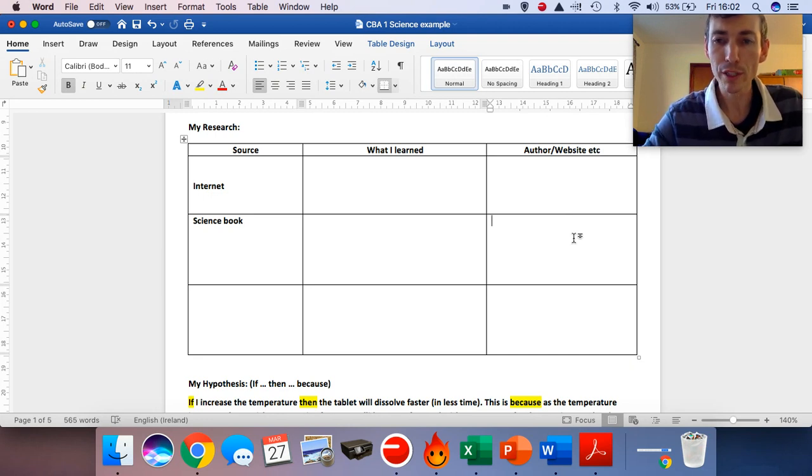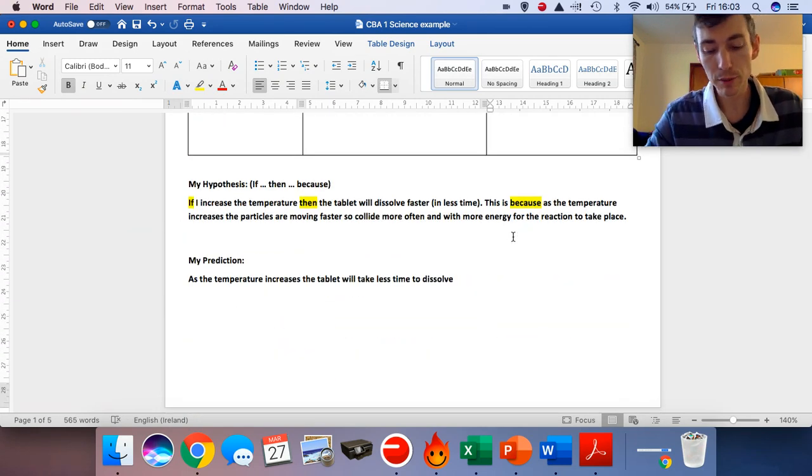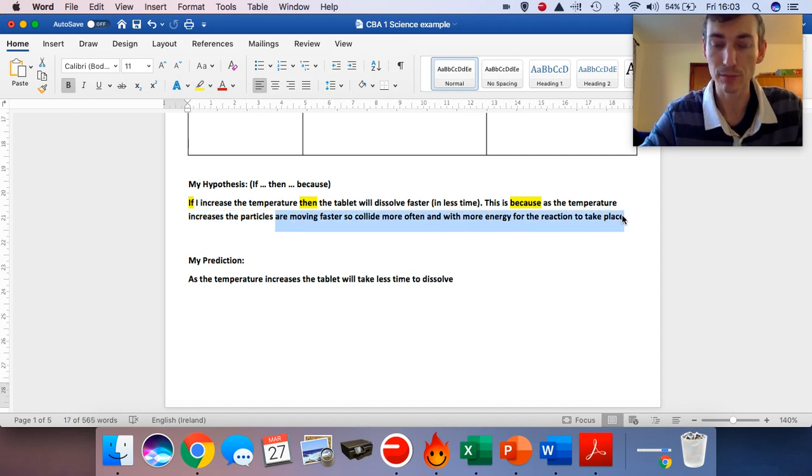Okay, so now you've learned something and you've got an aim for your experiment. Now, this is the most important part of your experiment: your hypothesis. This has an if, a then, and a because in it. My hypothesis: if I increase the temperature, then the tablet will dissolve faster, so that means in less time. And this is because as the temperature increases, the particles are moving faster, so they collide more often and with more energy during the reaction.